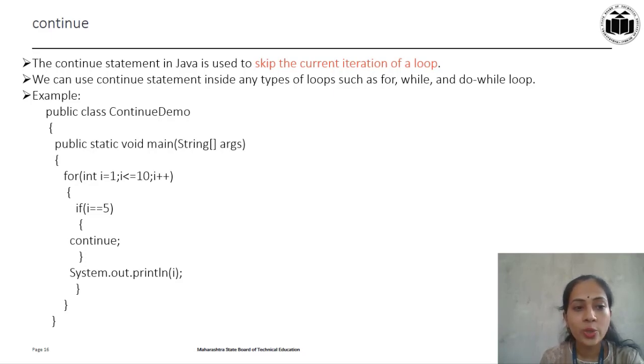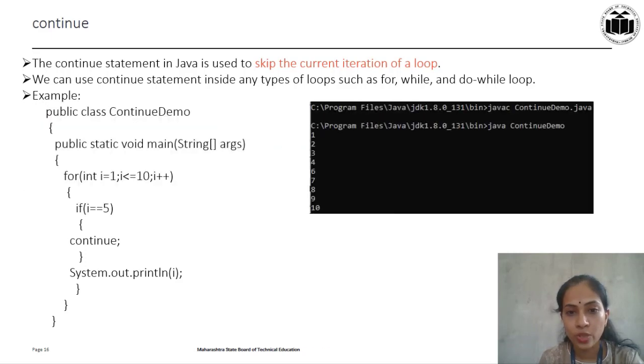If i is equal to 5, and in curly brackets I have mentioned the continue. That means when i is equal to 5, skip the current iteration and continue the loop. Means in my output, it will display from number 1 to 10, but it skips i is equal to 5. Let's see the output. So here it will print 1 to 10 but not 5. Means that 5 is skipped by the continue keyword.